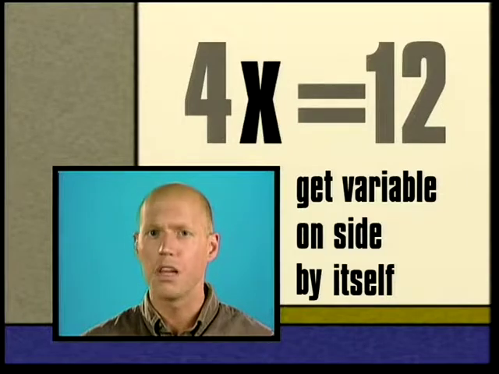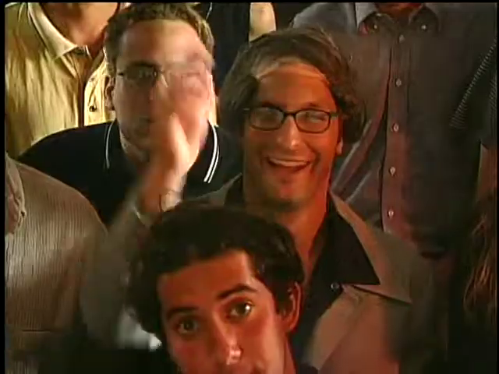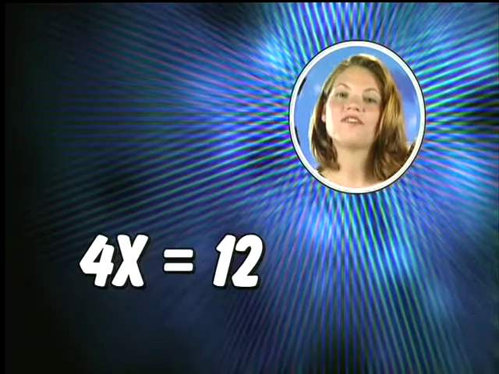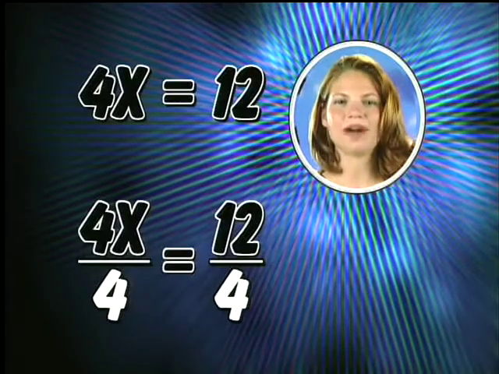So what can we do to get rid of the 4 that is partnered up with the x? Going once, going twice, you divide it. Right, you just got to divide it. So we've got 4x equals 12, and we're solving for x. We simply divide each side by 4.